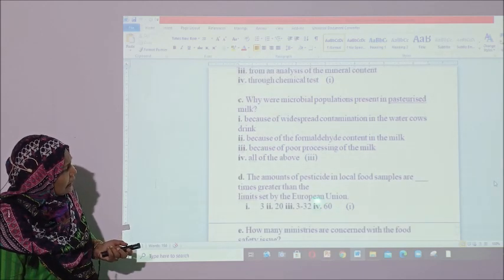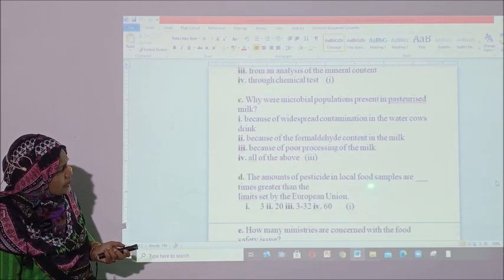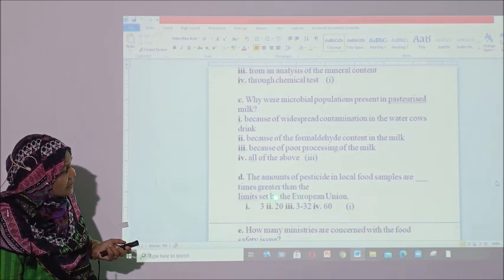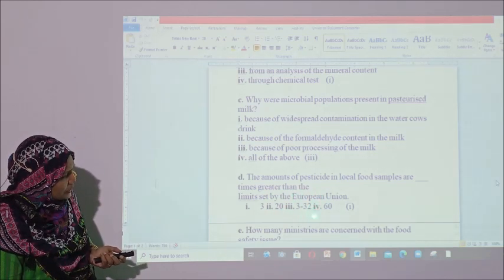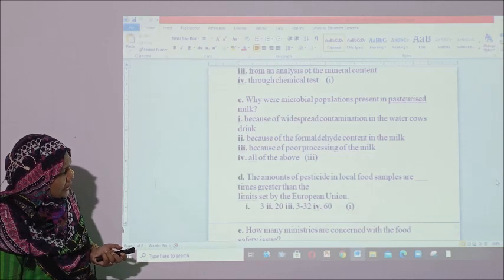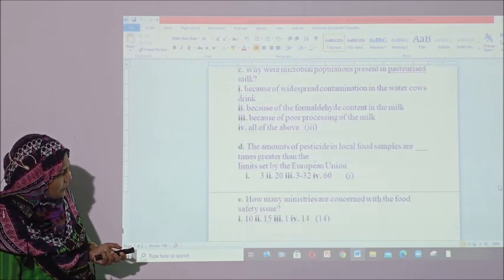Then you see, the amounts of pesticides in local food samples are how many times greater than the standard? 3 times, 20, 3 to 32, 60. We know that it is 3 times greater.